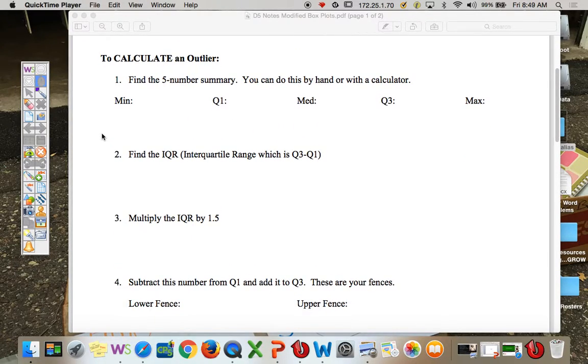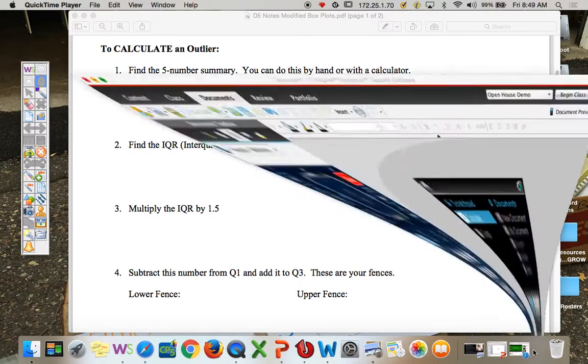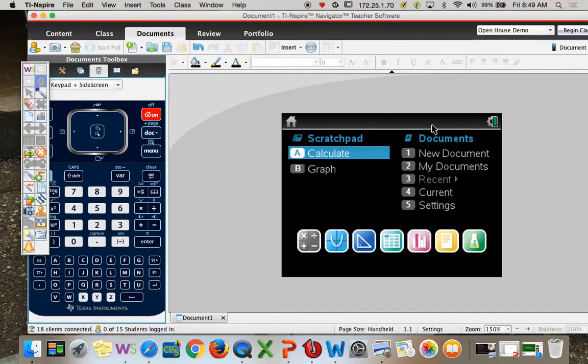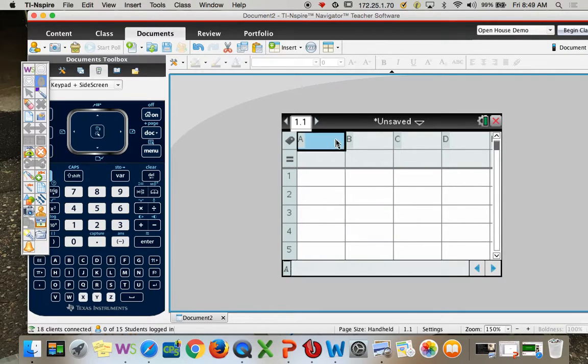To calculate an outlier, the first step is to find the 5-number summary. We've practiced doing it by hand by putting the numbers in order and crossing numbers out till we find the median, Q1 and Q3. Let's practice using the calculator. Go to the home screen, go to New Document and add a list in Spreadsheets. I'll label it hours for hours of sleep. Don't put anything in the equal sign. I'm just going to type in the numbers in the order that the list has, so I don't have to put them in order. My calculator doesn't need them in order to calculate the 5-number summary.